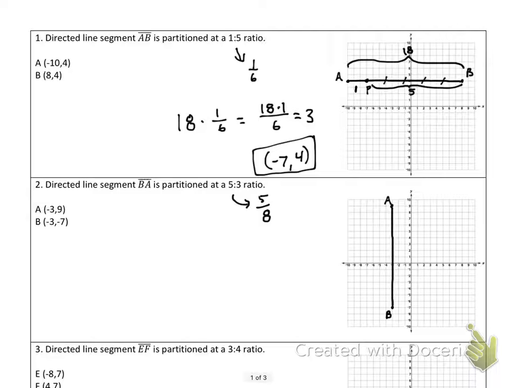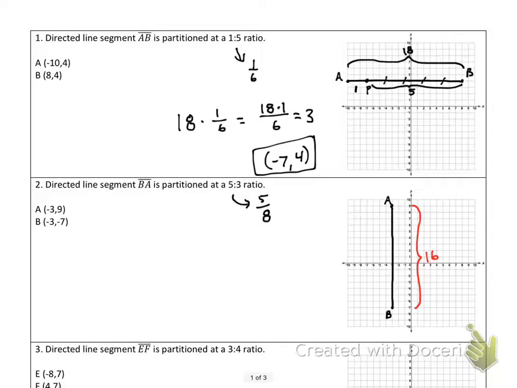Now, in this case, what's our directed line segment called? BA. We're going from B to A. Is this positive or negative movement? So we're going positive in the y direction. So count that up, and you can keep it a positive number. And what is that length? It's 16. So from B to A, we're actually going 16.